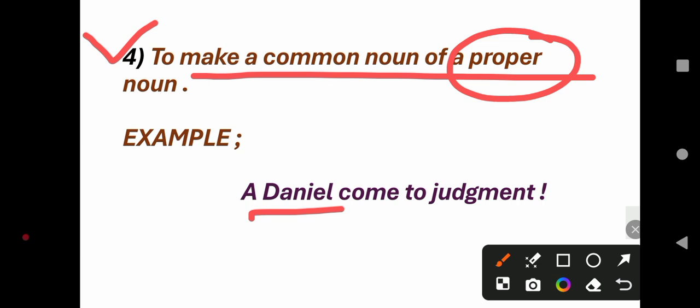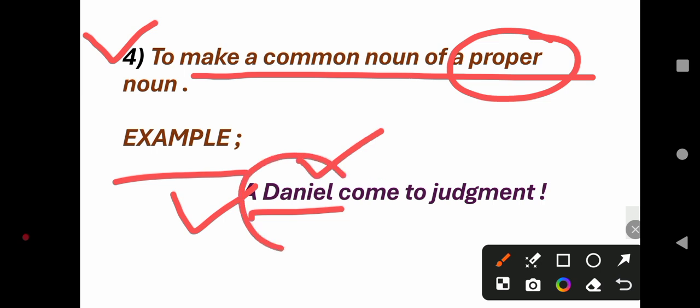But we use "a" before a proper noun to describe someone as being like that person, to give them the qualities or personality of that famous person. So let's look at the example: a Daniel come to judgment. This sentence comes from Shakespeare and it means that a man like Daniel has come to give a wise decision. In history and religion, Daniel was known for his great wisdom and fairness. So here the speaker is calling someone a Daniel, meaning this person is just like Daniel: wise, fair, and full of justice. They were using a proper noun, Daniel, as a common noun to describe anyone who has similar qualities.